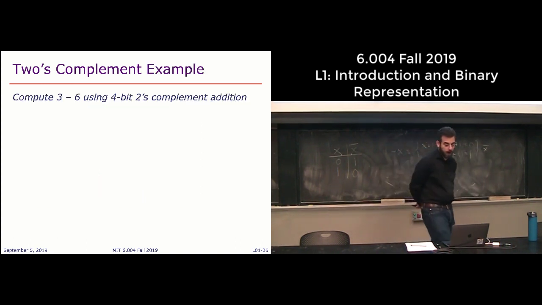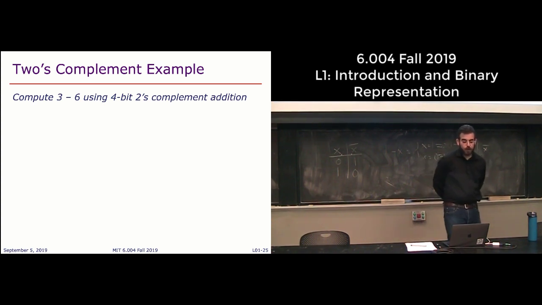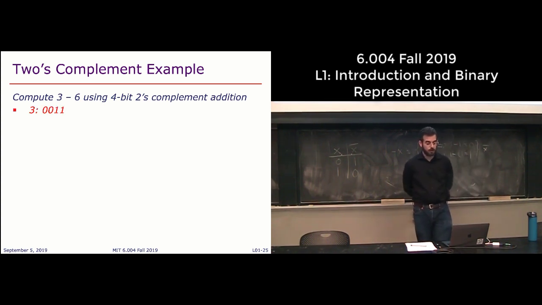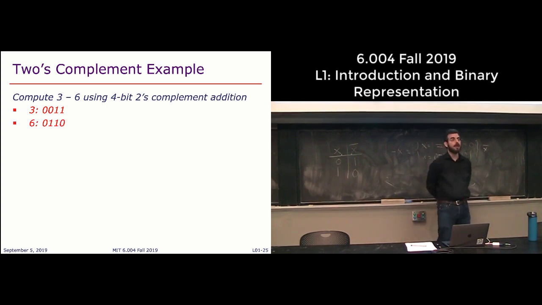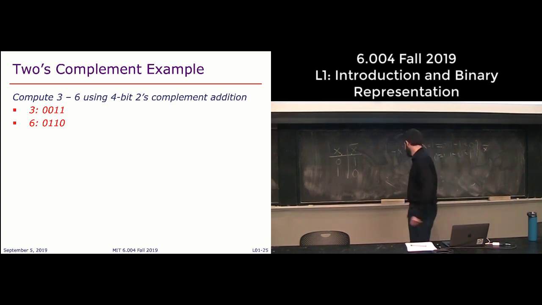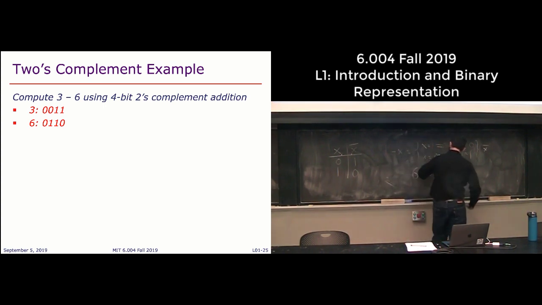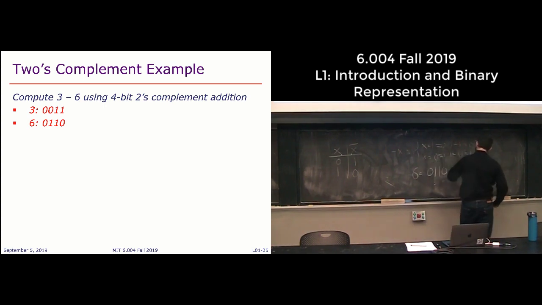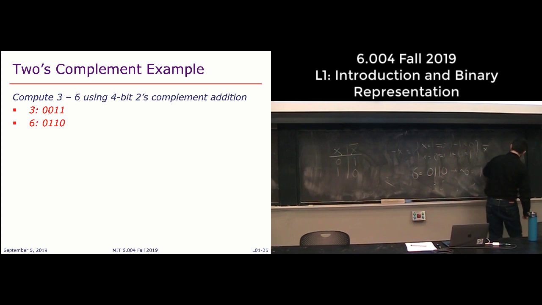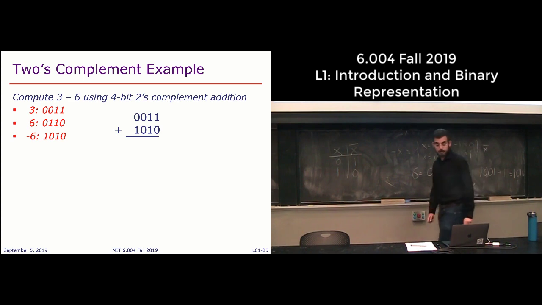So let's just do one example. Let's say we want to compute 3 minus 6 using 4-bit 2's complement addition. So 3 is 0011, and 6 is 0110. If we invert all the digits of 6, we get 1001, and then plus 1, you get 1010. So minus 6 is 1010.